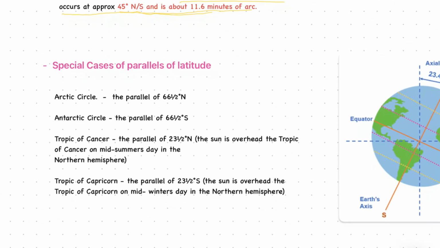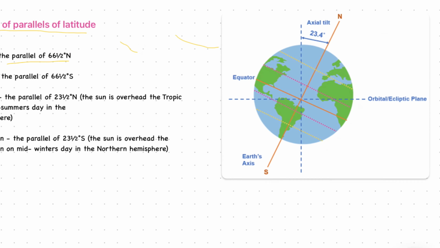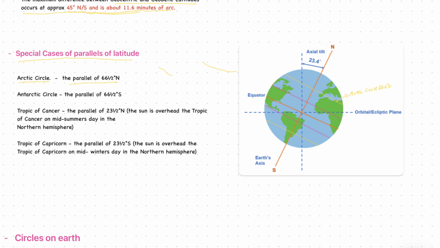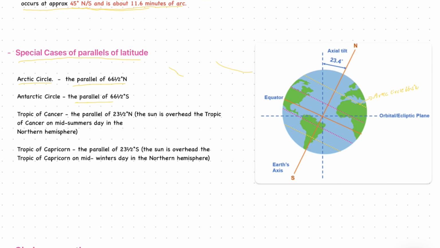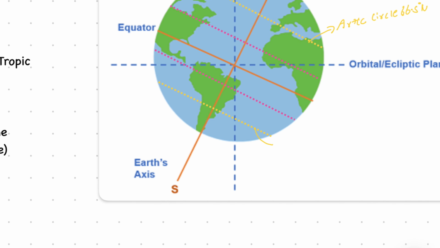Now we'll come to the special cases of parallels of latitude. So we have some different latitude names. First is the Arctic Circle, the parallel of 66.5 degree north. This one in the northern hemisphere is our Arctic Circle latitude, and it is about 66.5 degree north. Okay. And the Antarctic Circle, the parallel of 66.5 degrees south in the southern hemisphere. This one is our Antarctic Circle, 66.5 degree south.